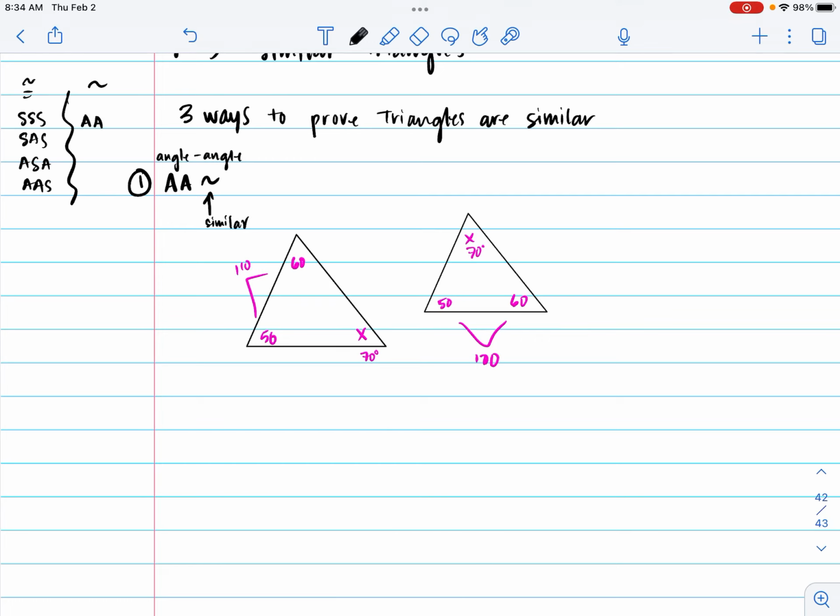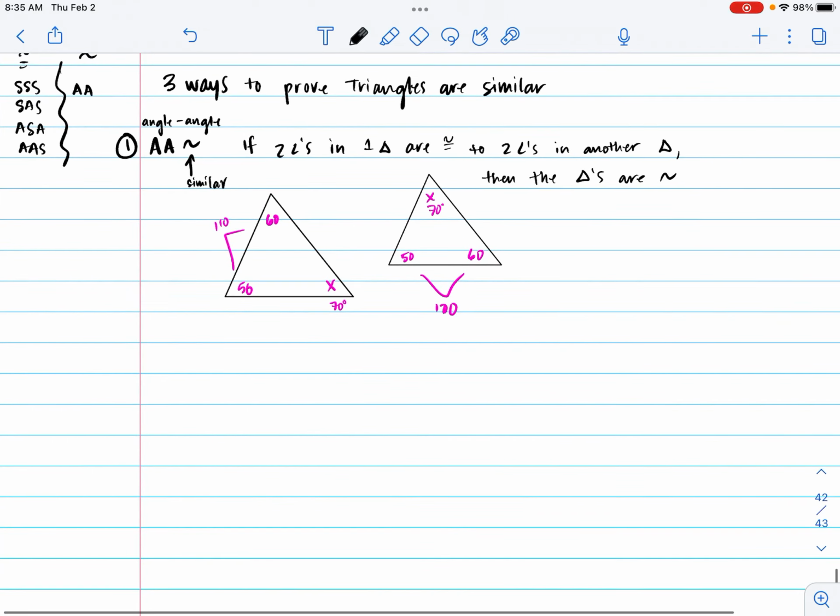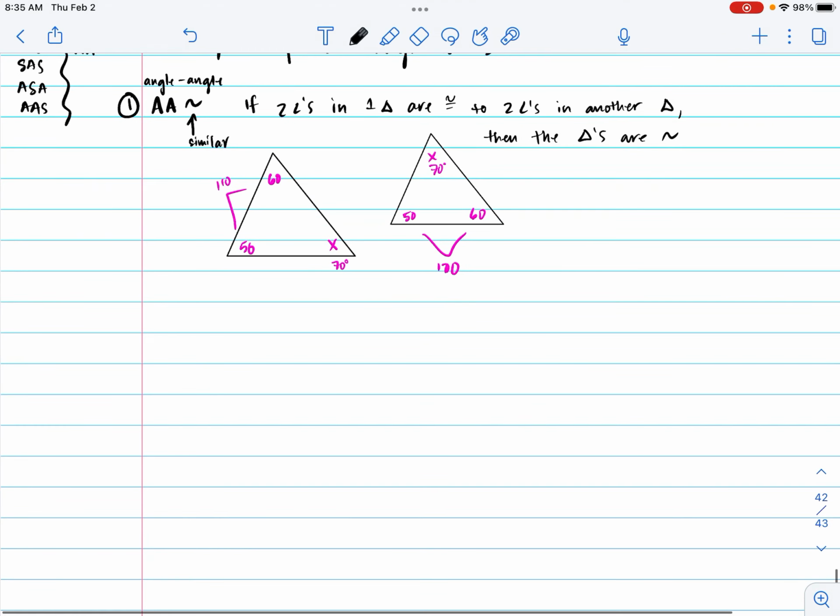And we're going to go ahead and state it out. If 2 angles in one triangle are congruent to 2 angles in another triangle, then the triangles are similar. So that is our first method, our first way to prove similarity. And that's exactly what I showed below.